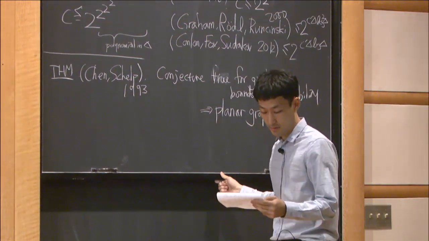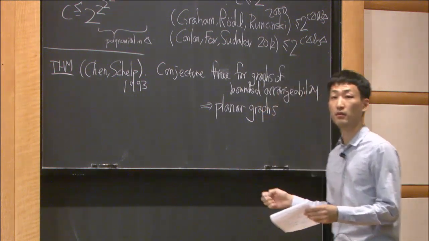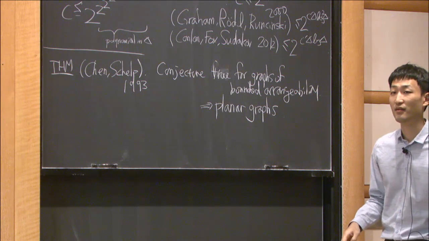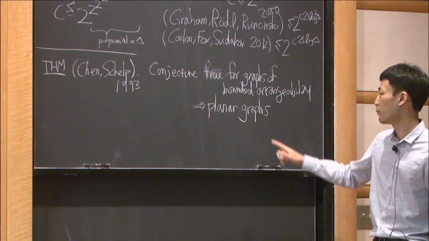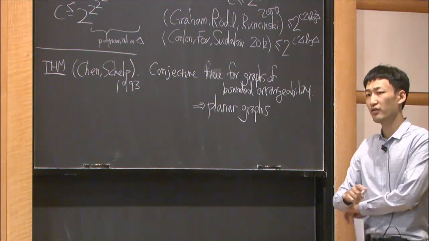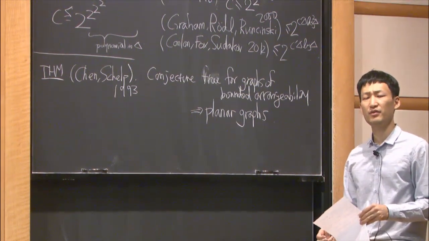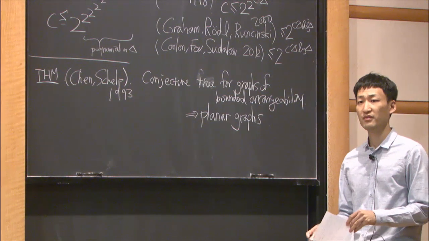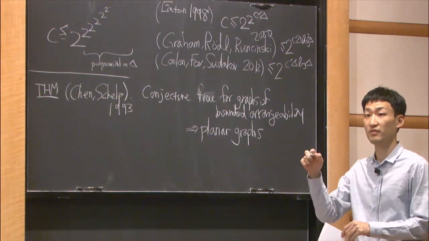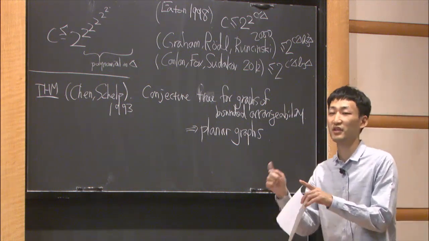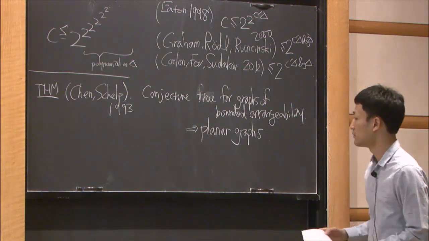And then, what is the degree parameter? Oh, for planar graphs, if you consider Euler's formula, you can prove that planar graphs always have the number of edges at most 3 times the number of vertices, so the degeneracy is at most 6. Yes.